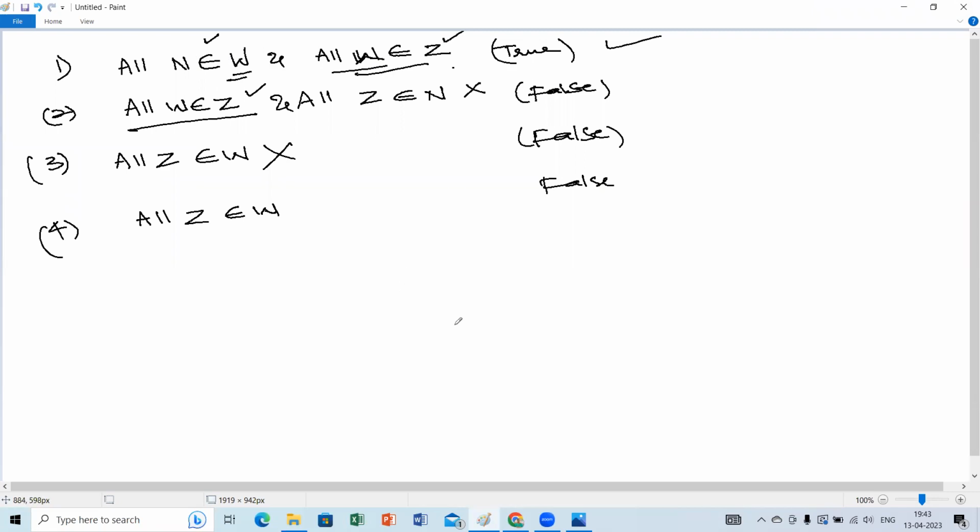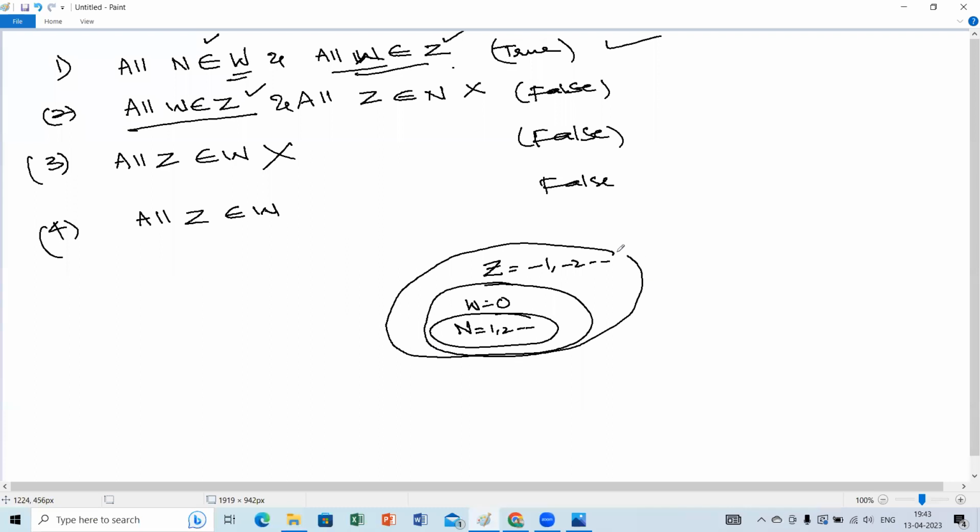Because the natural number set starts from 1 and goes up to infinity. Then whole numbers include 0 along with all natural numbers. If Z is the integer set, it contains negative numbers, and all whole numbers belong to Z.